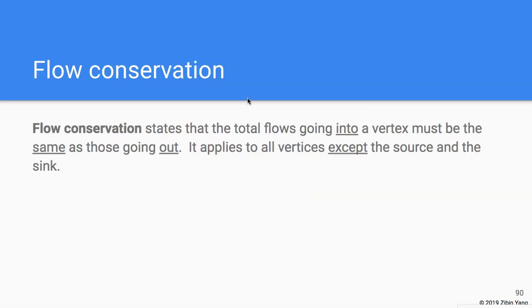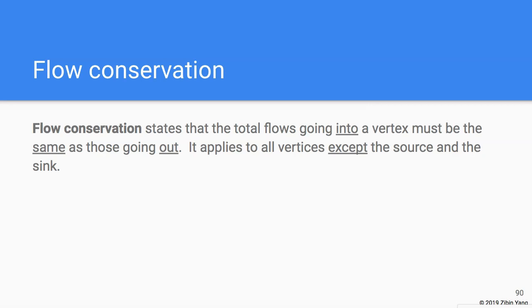Okay, so the last property is called flow conservation, and we already talked about it when we went over the example. A little more formally, it says that the total flow going into a vertex is exactly the same as that going out. So we are not gaining any additional material just going through a vertex. We're not losing any material. And obviously this does not apply to the source and the sink, because the source produces material and the sink consumes material.